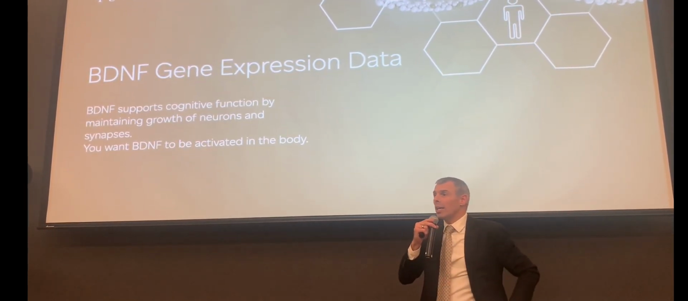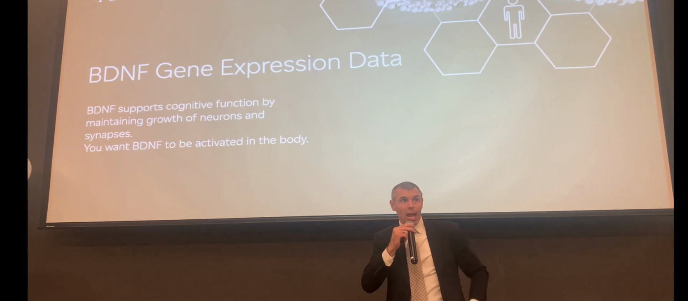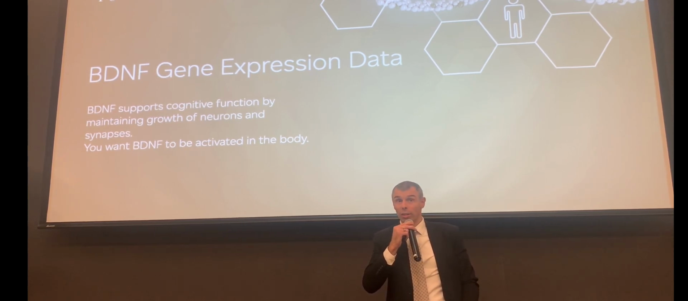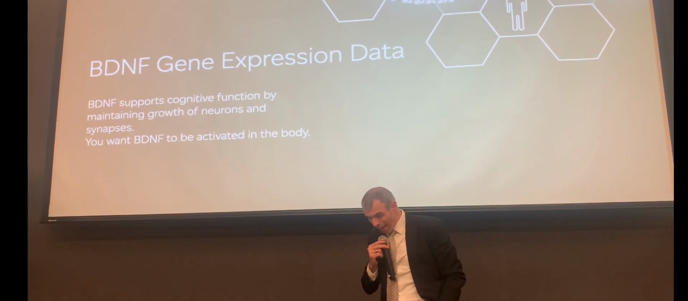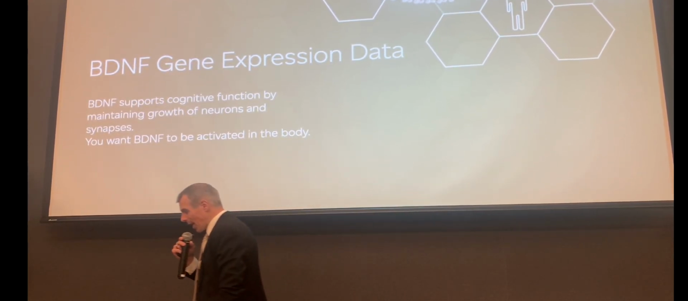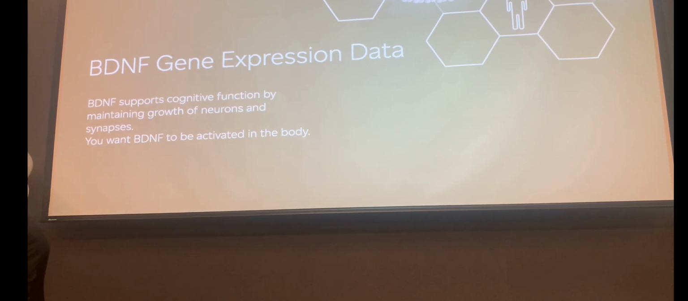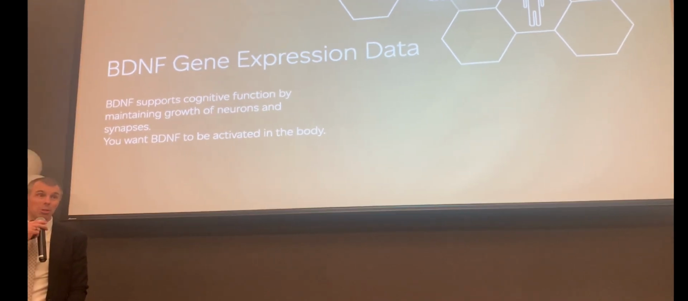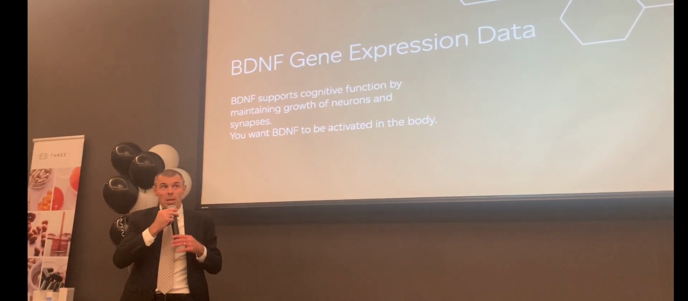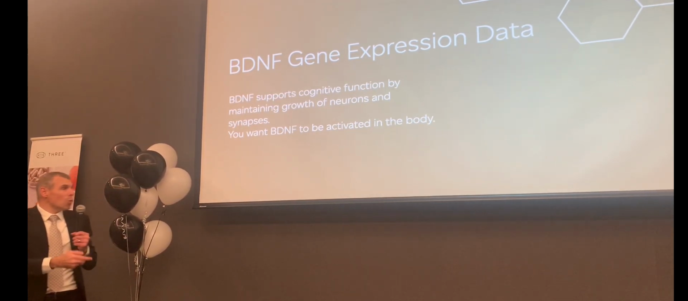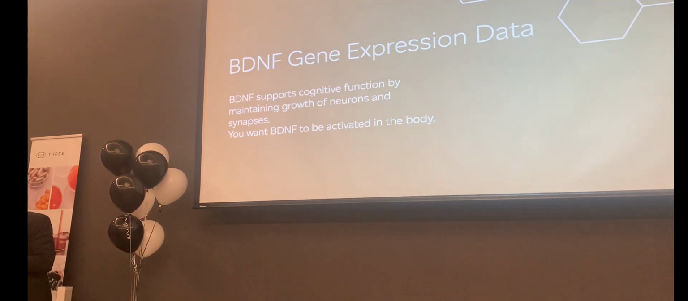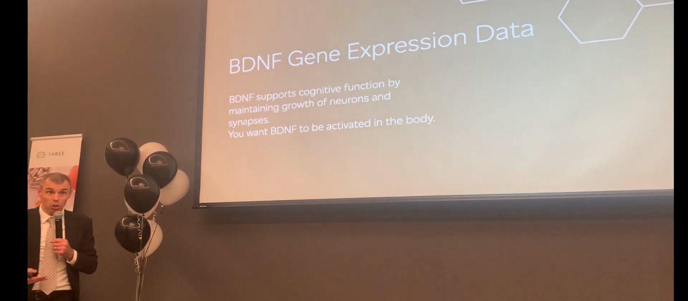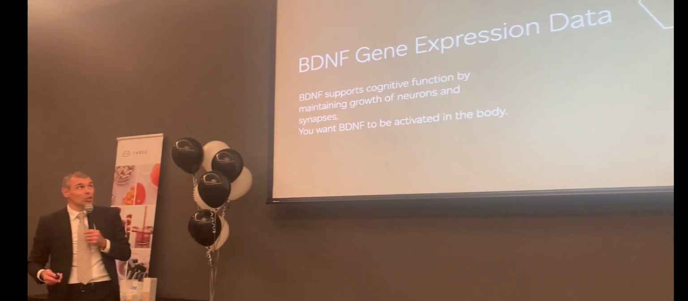So what we did is we took BDNF and we took liver cells and then we analyzed BDNF expression in the liver cells. Now why do we choose liver cells? Because the liver is the hub for metabolism. And a lot of reactions that happen in the brain actually also happen in the liver. And so we did this, and you want BDNF to be activated. So you want it to be turned on. Some genes you want turned off, other genes you want turned on. BDNF you want turned on. And so these are the initial results that we found.